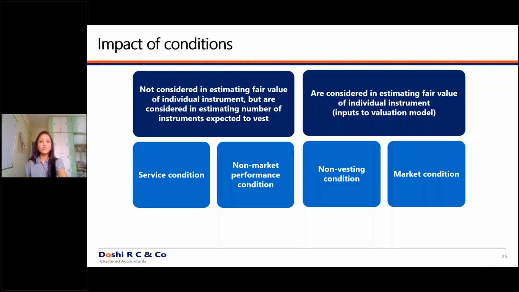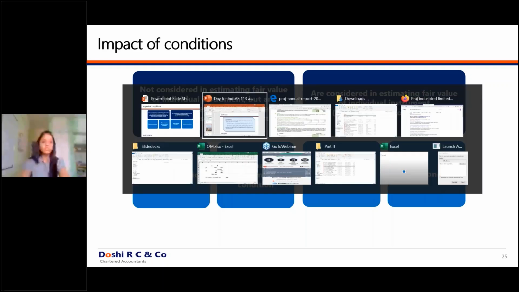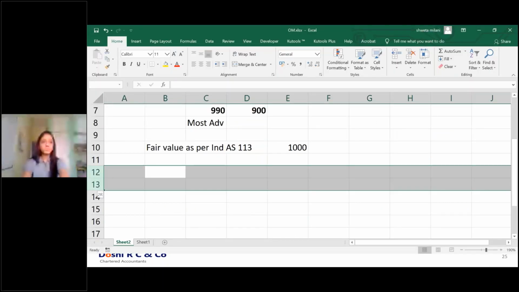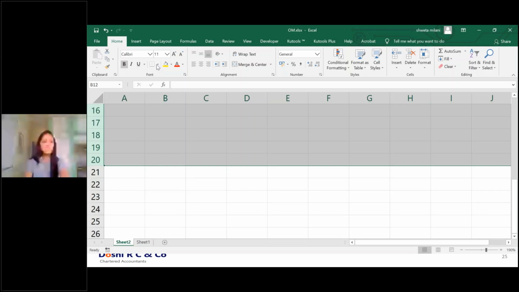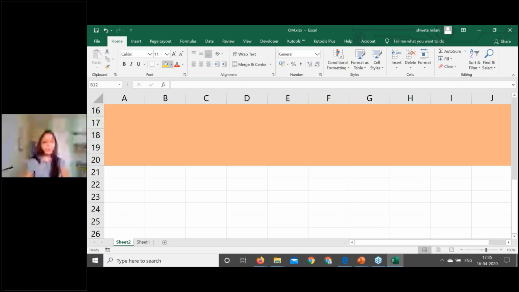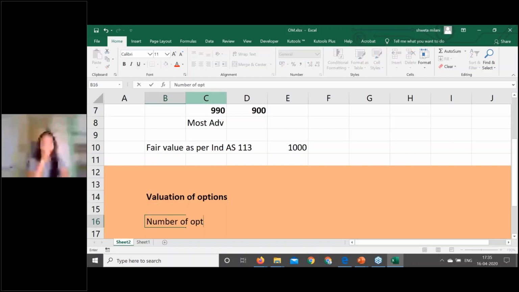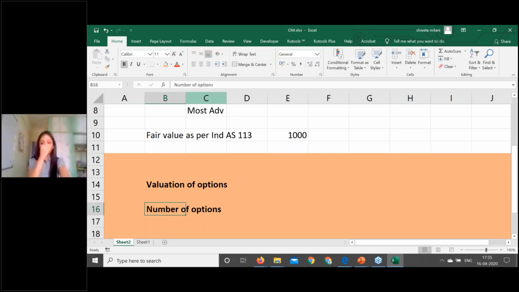I'll note it down in my Excel sheet so it is clearer to you. I hope you can see my Excel sheet. Please see the highlighted portion, whatever I'm writing there. The first thing is valuation of options. And the second is the number of options which should be used for the purpose of calculation. Now, why do you need to see the number of options?